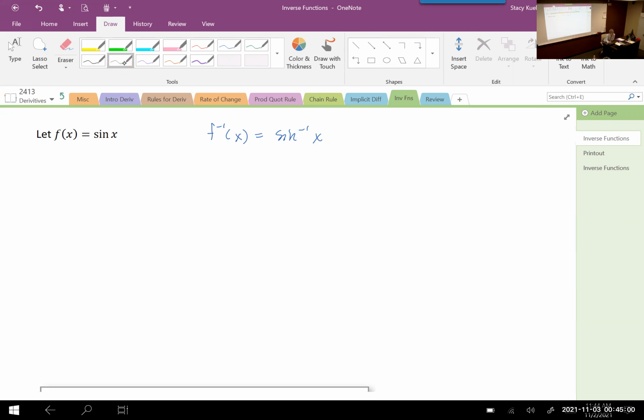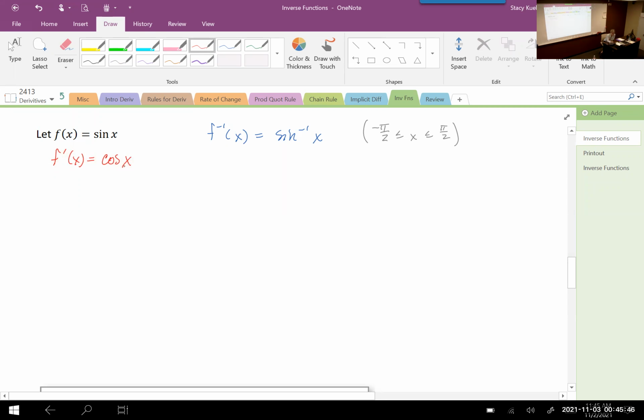Remember, for inverse sine we had to restrict the domain to be between negative pi over 2 and positive pi over 2 for our inverse function to exist. And we're going to use those principles that we were using above, but the first thing I need to look at is, what is the derivative of f? Cosine x. Correct.